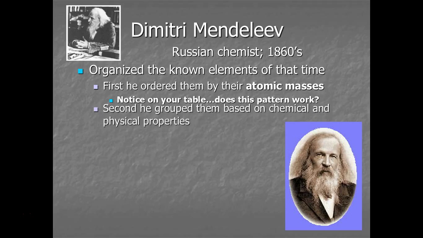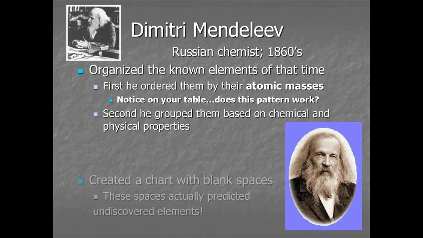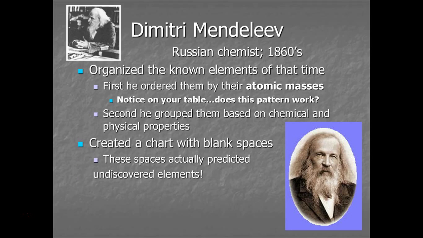And so he ordered them by atomic masses, but then he realized, well actually, I don't think he realized. It was someone later on who realized that atomic mass is not quite the right way to order it. You'll find some exceptions on your periodic table. But he ordered them according to atomic masses and then based on chemical and physical properties. And he got a pretty good organized periodic table created. And so he made a periodic table that looks similar in a lot of ways to what we have today.